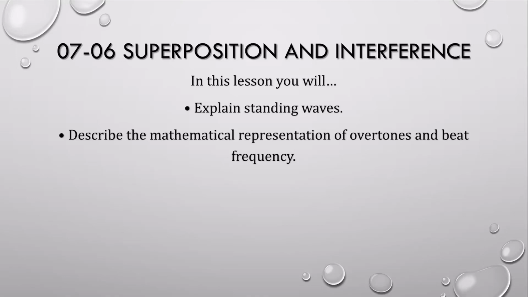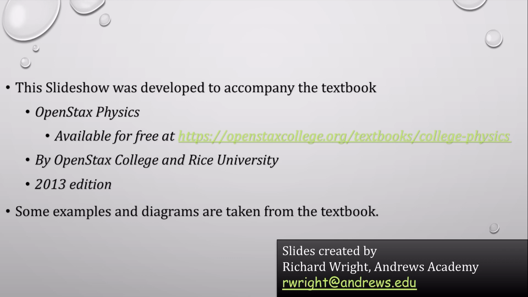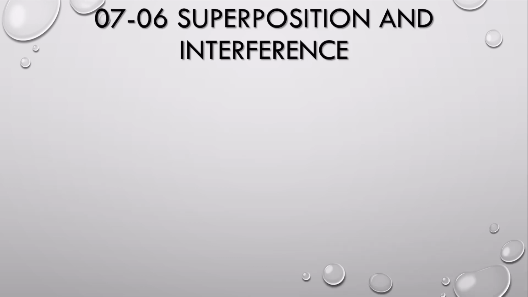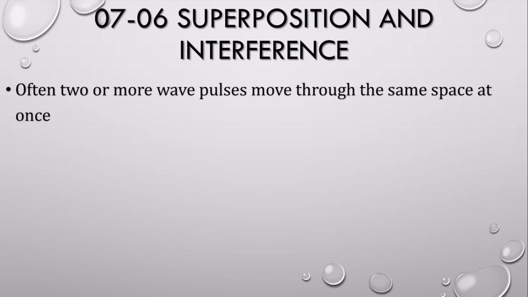Lesson 7-6, Superposition and Interference. It can happen, and often does happen, that two or more wave pulses move through the same space at the same time.